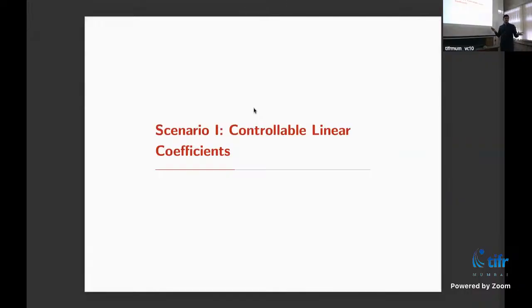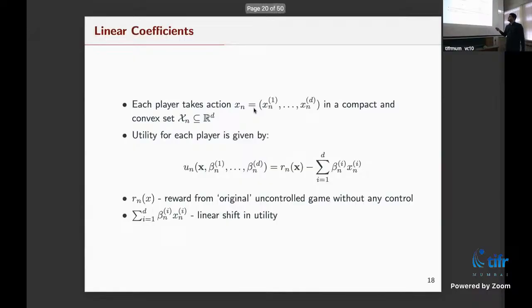So the first scenario, controllable linear coefficient. Each player again takes action in a compact and convex set. The compact and convex set is going to be important later on, so just remember that each player is taking action in a compact and convex set. They are not taking action in R^d but in a compact set.